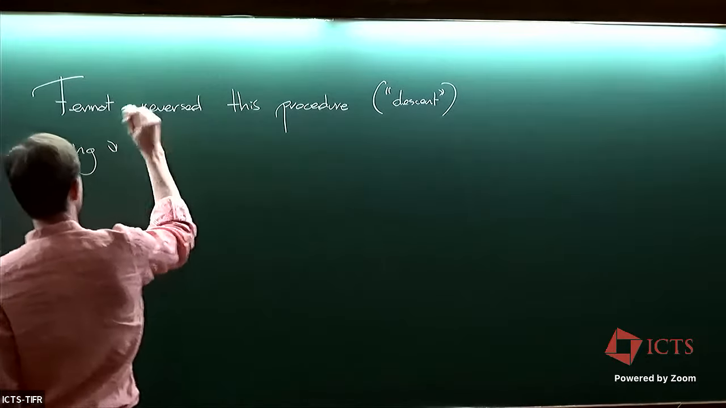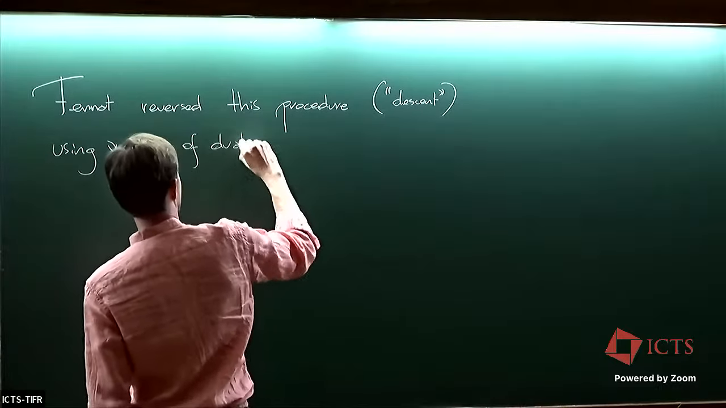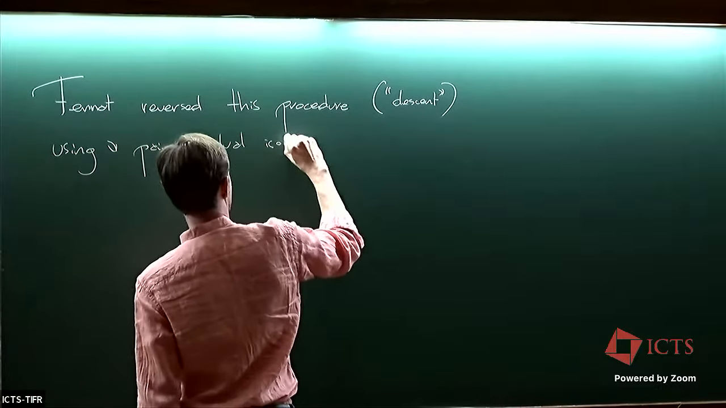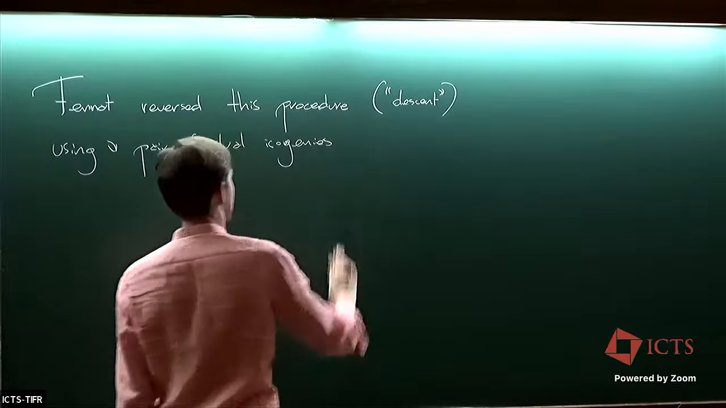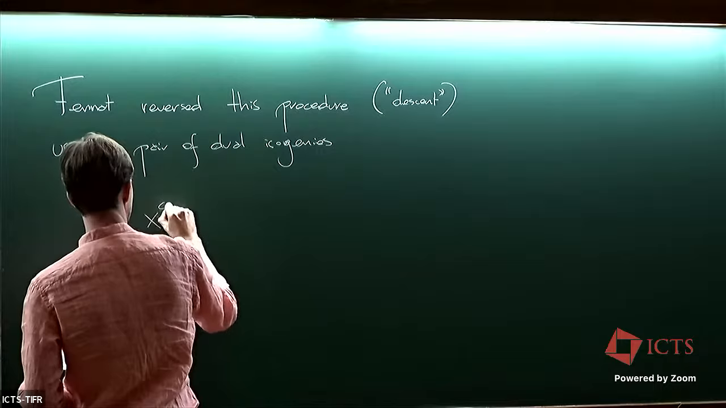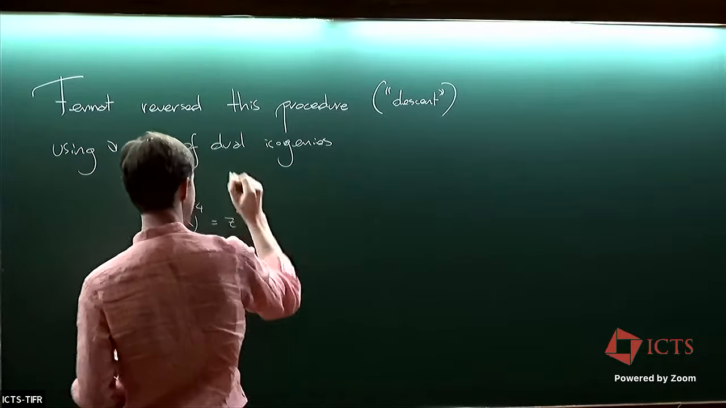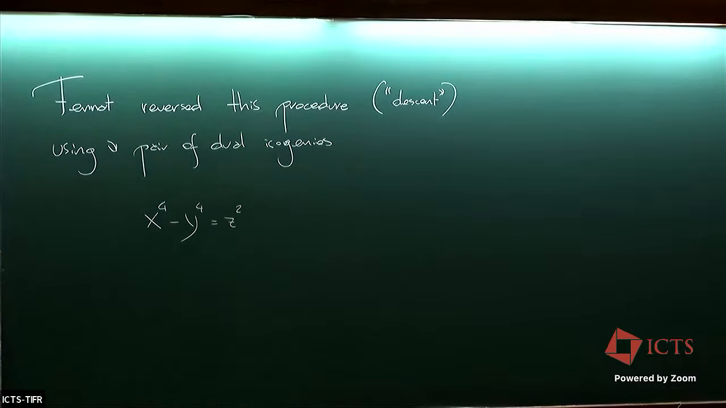And what he does is he really uses a pair of dual isogenies, and the pair that's relevant is, well, the first one, which is the one that he started off with thinking about. So that's x to the 4 minus y to the 4 equals z squared. He showed actually that that does not have any non-trivial solutions, the trivial solution being one where one of the coordinates is 0. Yeah. That implies Fermat's last theorem for exponent 4.